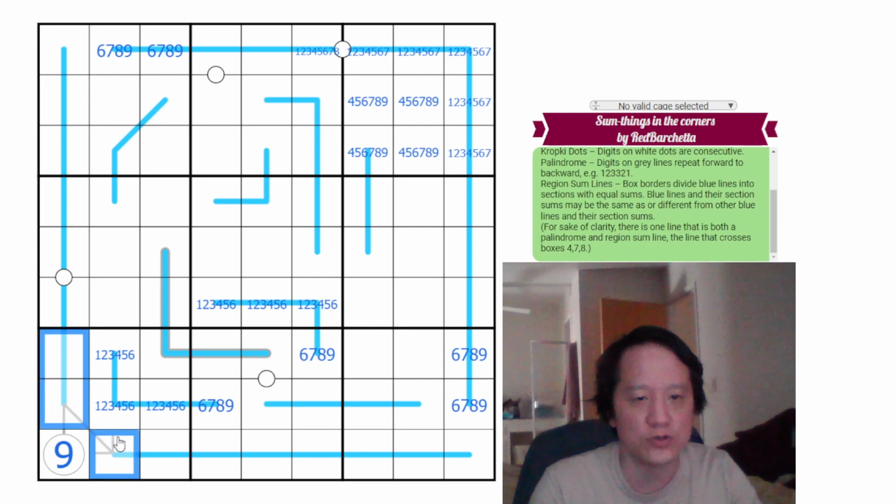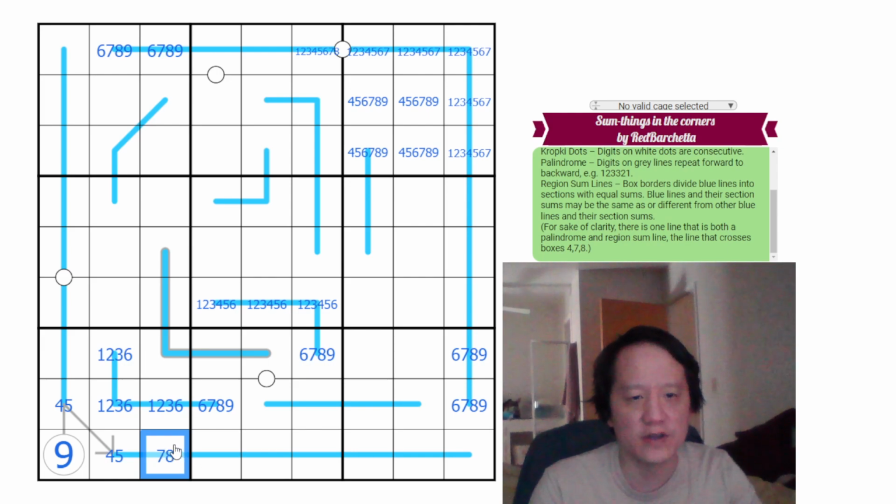This adds up to 12. So this is 12, and this is 12. It cannot be 3, 9. It could be 4, 8, or 5, 7. So we know this has to be 4 and 5. So this cannot be 4 and 5. So this is 7 and 8, because 4 and 8 is 12, 5 and 7 is 12. So this is 7 and 8 too.